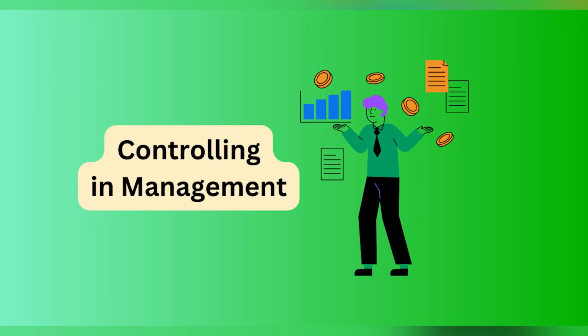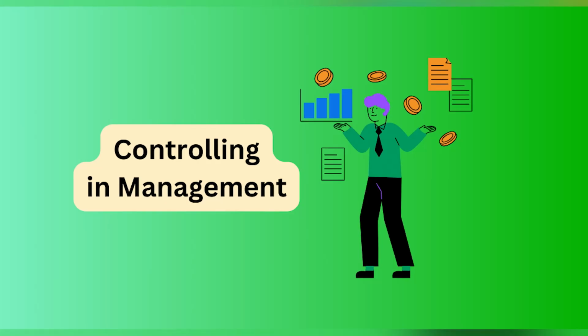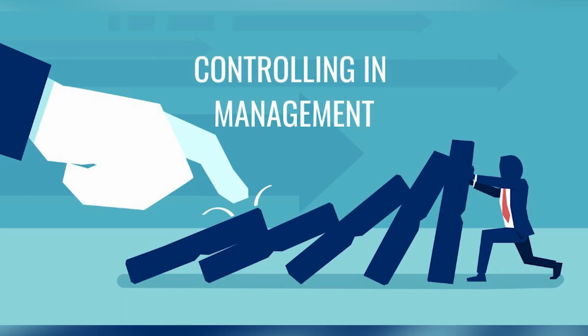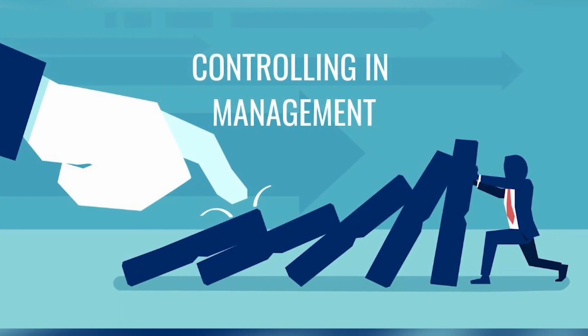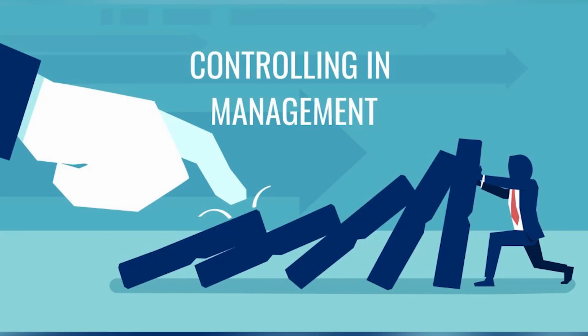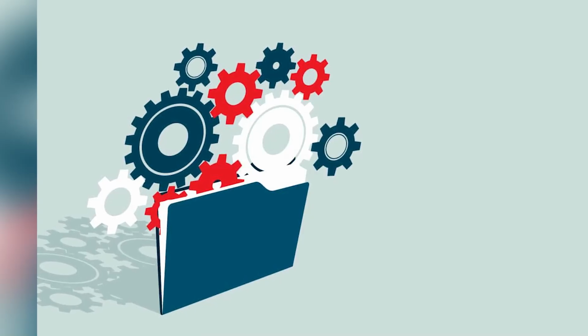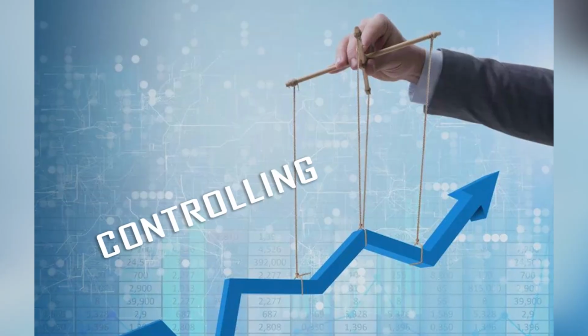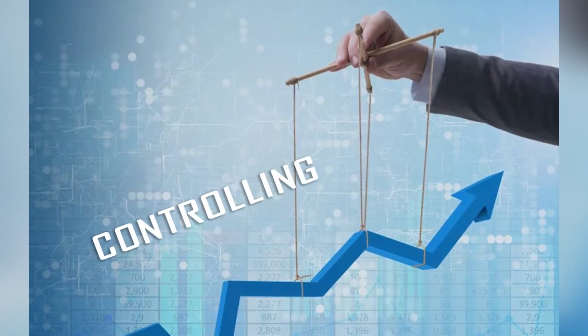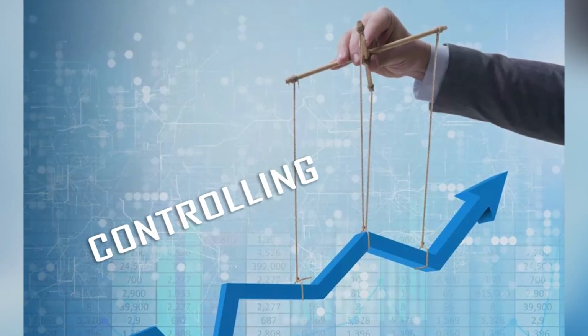Now let us see the controlling function of management. The controlling function of management is one of the four fundamental functions of management, alongside planning, organizing, and leading or directing. It is a process of monitoring organizational performance, comparing it with established standards, and taking corrective actions when necessary to ensure that organizational goals are achieved.